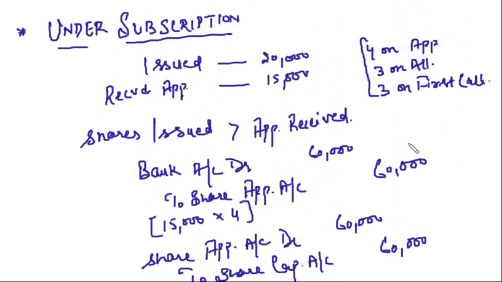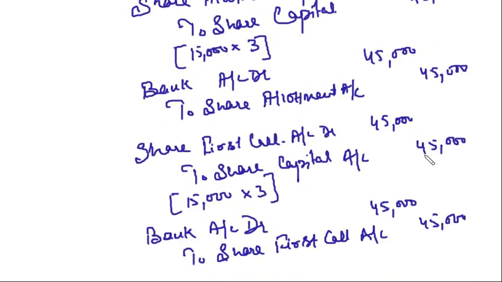So that means in case of undersubscription of shares, you will consider the shares that have been subscribed and not what is issued. Right? What is important here is that you have to consider the number of shares applied for and not the number of shares that are issued. Clear, friends? Right?